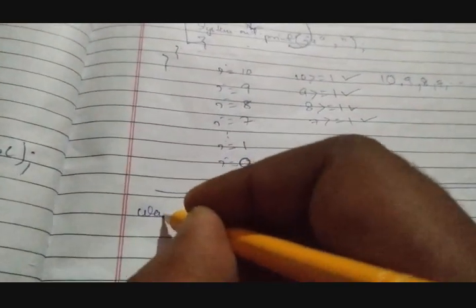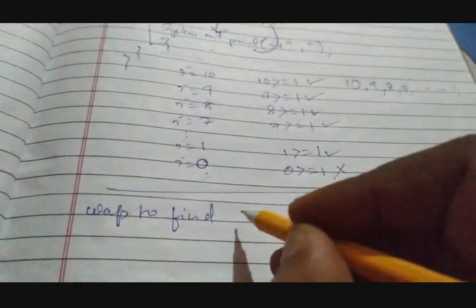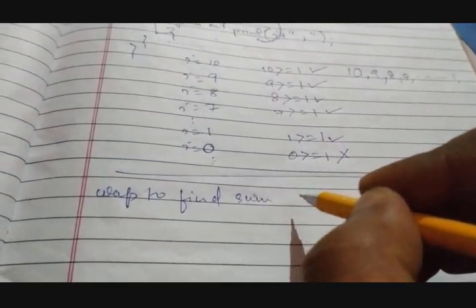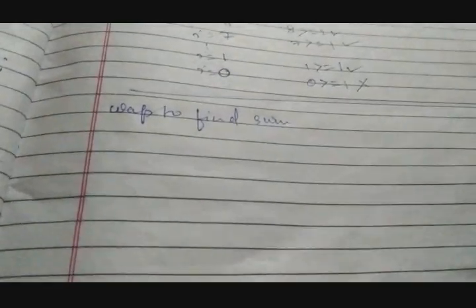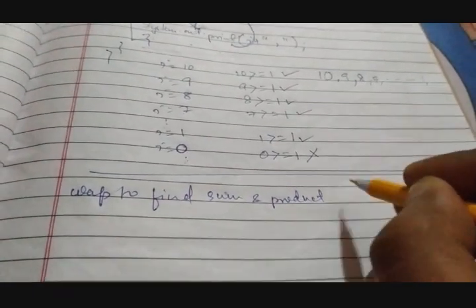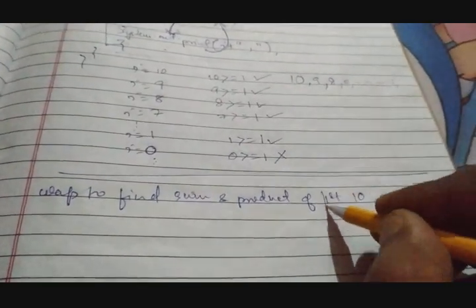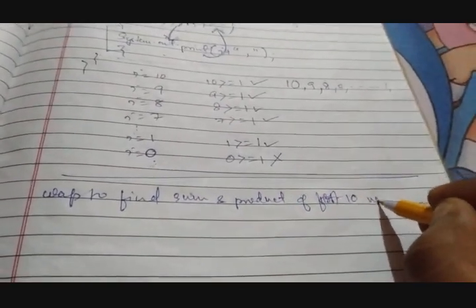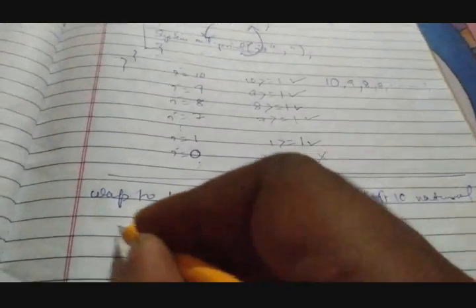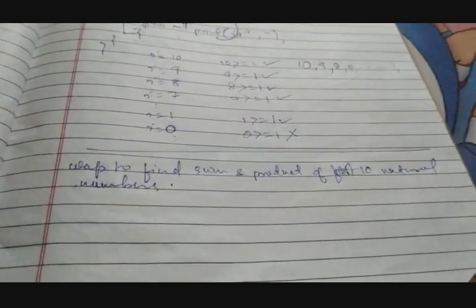We want to find the sum and product of the first 10 natural numbers. Shall I write sum and product? Okay, let's do it. Sum and product of first 10 natural numbers. So what do you need here?